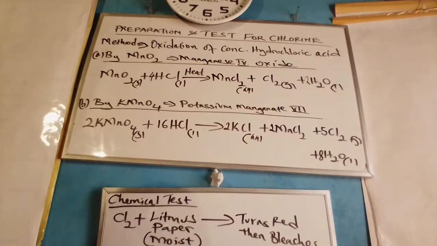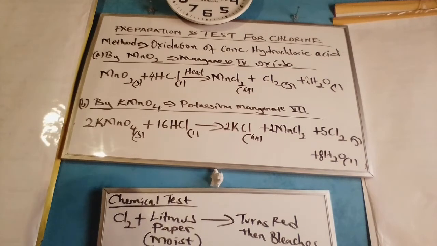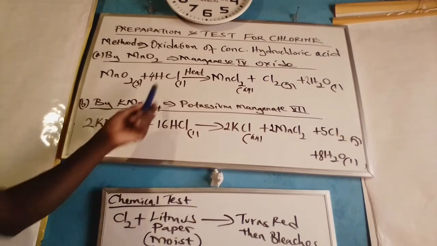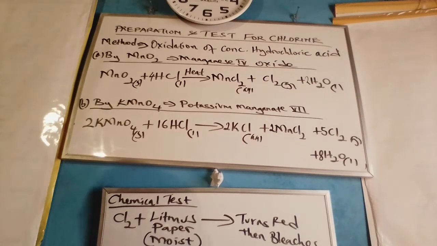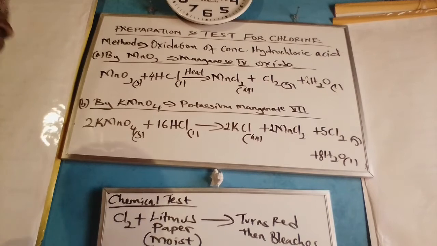In this case, to be able to prepare chlorine at the laboratory, we need mainly oxidizing agents, namely manganese(IV) oxide or potassium manganate(VII), and the carrying agent for the chlorine will be concentrated HCl, or concentrated hydrochloric acid. In the first case, when you want to prepare chlorine gas from manganese(IV) oxide, we take concentrated hydrochloric acid, we treat it with manganese(IV) oxide and heat intensely because the reaction happens to be slow.